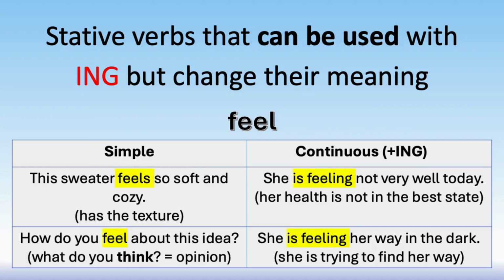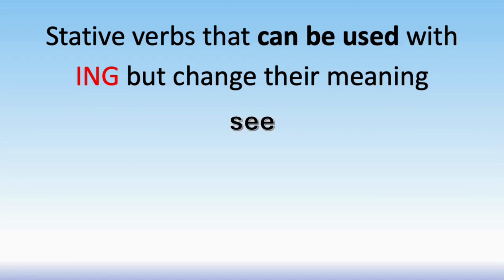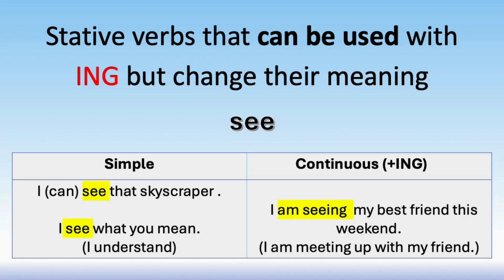Okay, let's move on. Next verb is the verb to see. You can say, I see that skyscraper over there. Or you can also add a modal verb can. I can see that skyscraper, right? Or I see what you mean. It means I understand. That's when we use see only in present simple without ing.